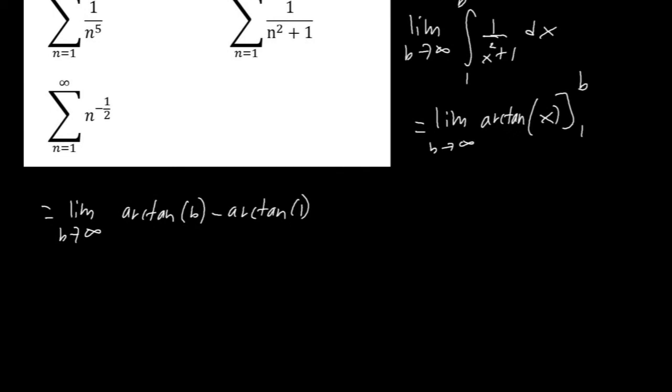What is this? Okay, well, let's see. Arctan of b, as b approaches infinity, is the horizontal asymptote at pi over 2, so that's that. And then the arctan of 1 is pi over 4, so our integral is equal to pi over 4. Remember, again, this is not the answer to the series itself. We just know that since this converges, so does the series. So we'll say, since the integral converges, the series is going to converge by the integral test.